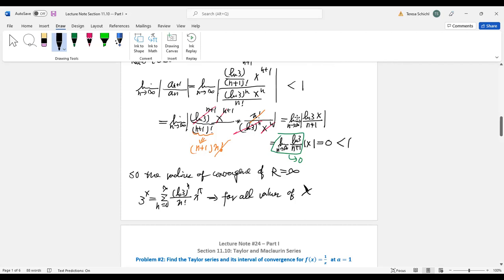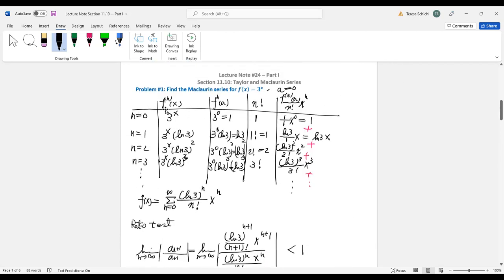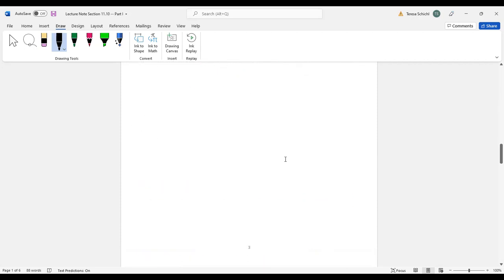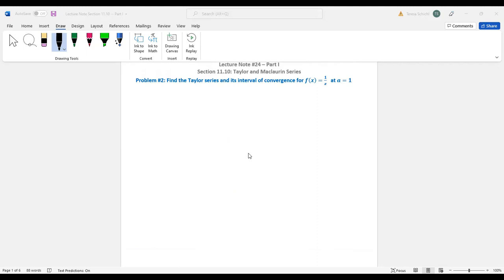Like I said, I typically like to just do a table. When you do a table, the chance for you to make a mistake is pretty small because it's a very organized way, right? Okay, let's try to do one more example here. For this example, we try to find the Taylor series for f of x equals 1 over x, with a equal to 1.